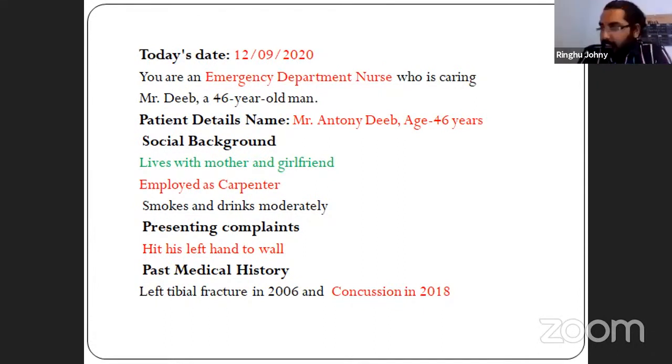I am writing this letter to refer Mr. Antony Deeb for ongoing care and management since he is recovering from closed reduction and cast application for left fifth metacarpal fracture. So we can write in different ways. Or you can write Mr. Antony Deeb is being referred to a facility for ongoing care and management following a closed reduction and immobilization for his left fifth metacarpal fracture.